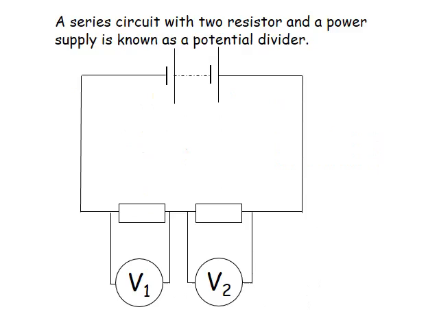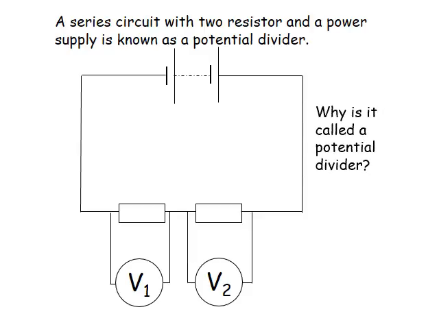So if we combine all this logic together, a series circuit with two resistors and a power supply is known as a potential divider. Potential dividers are very important because they're used in things called potentiometers, which means that you can change the voltage and resistance of a circuit. It's also involved in LDRs and thermistors, which we've already looked at. So a very important concept in physics.